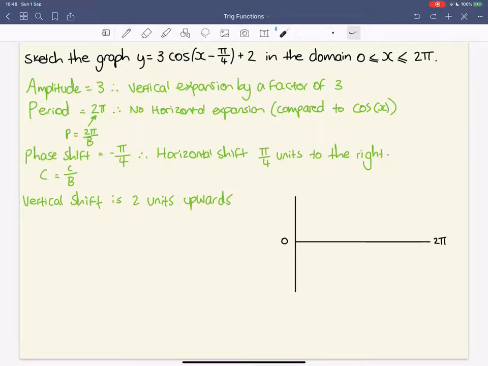That means everything will expand by a factor of 3. Knowing that our general cos of x curve goes up to a maximum of 1, we know that's going to expand by a factor of 3 because that's what it has here. Then it's going to go upwards by 2 units. So it's going to go up to 3, and then add 2, it'll go to 5. So that's 5 there.